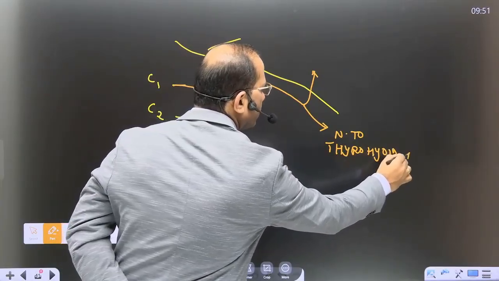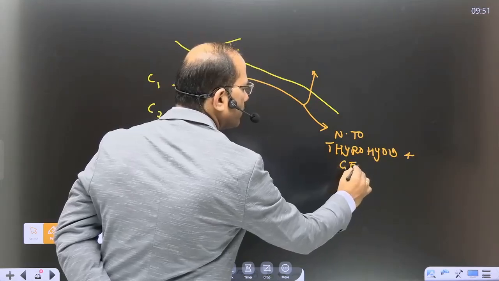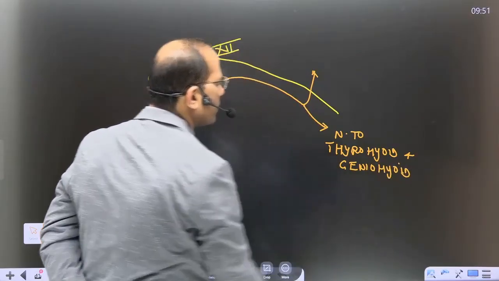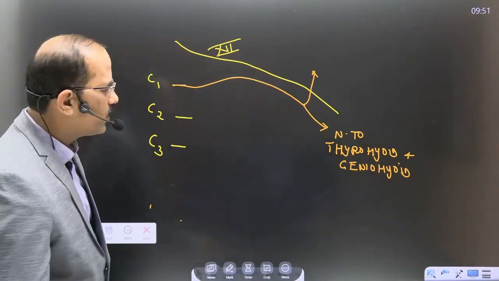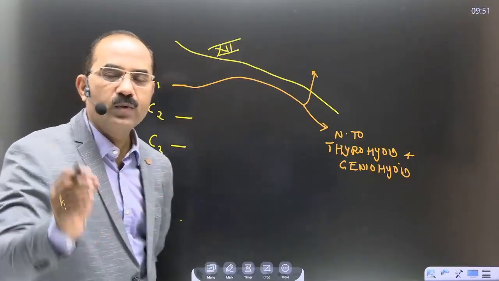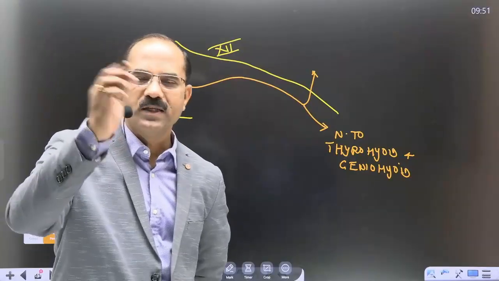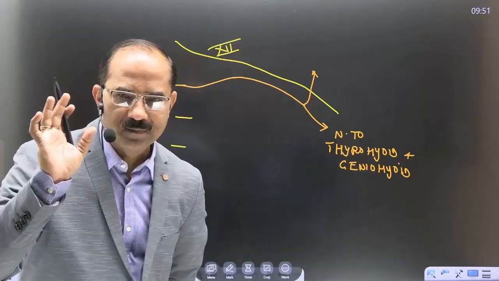Thyrohyoid and geniohyoid. So nerve 2, thyrohyoid and geniohyoid. So if you get an MCQ, who supplies the thyrohyoid and geniohyoid, your answer is going to be C1.